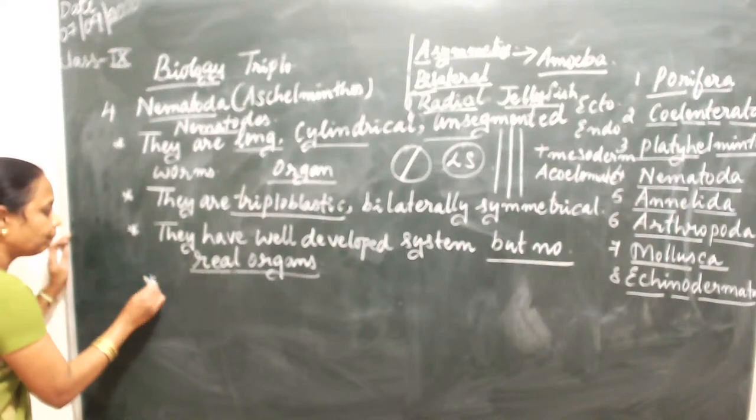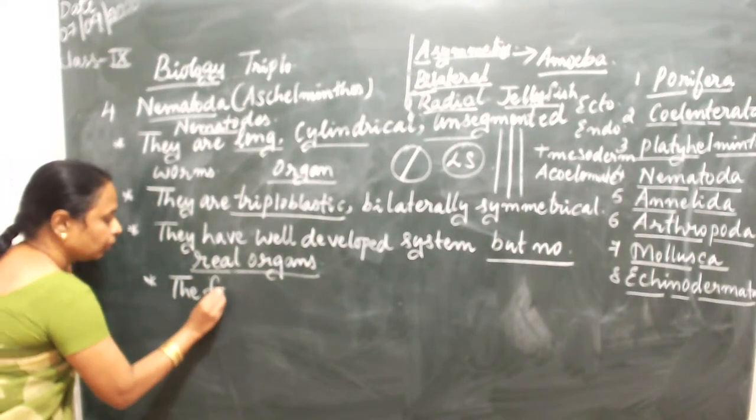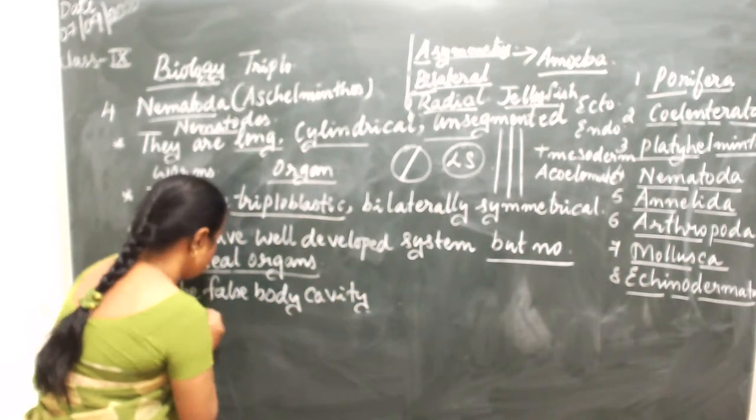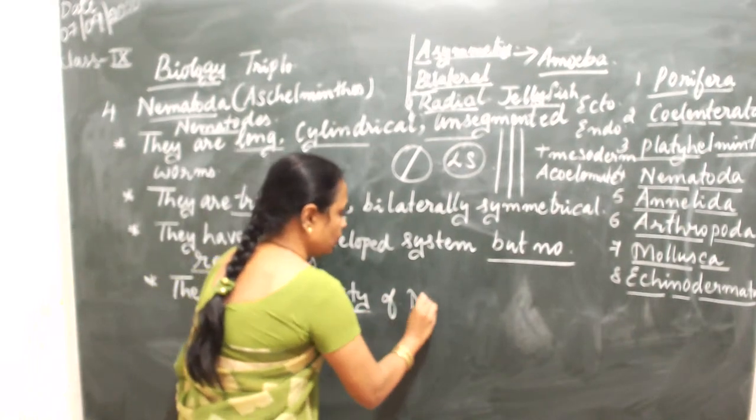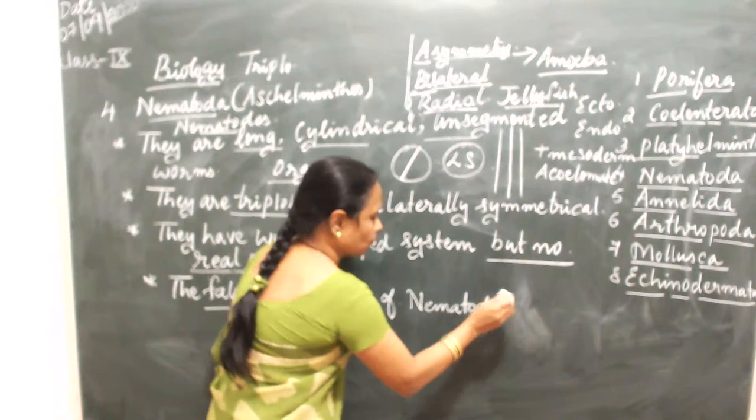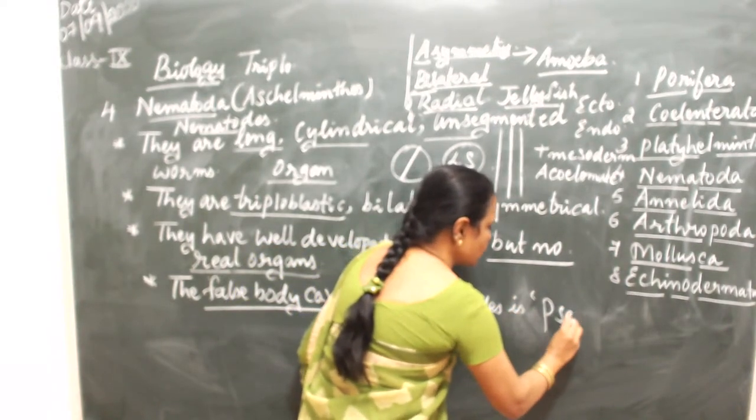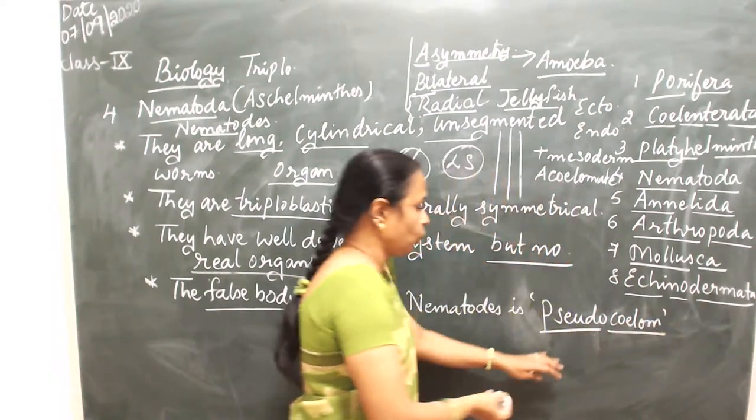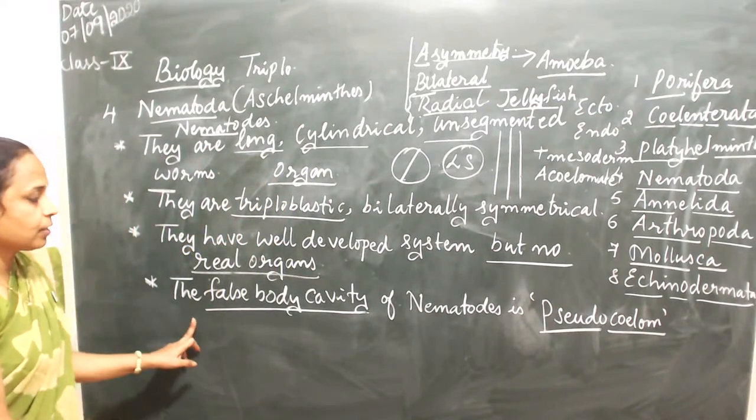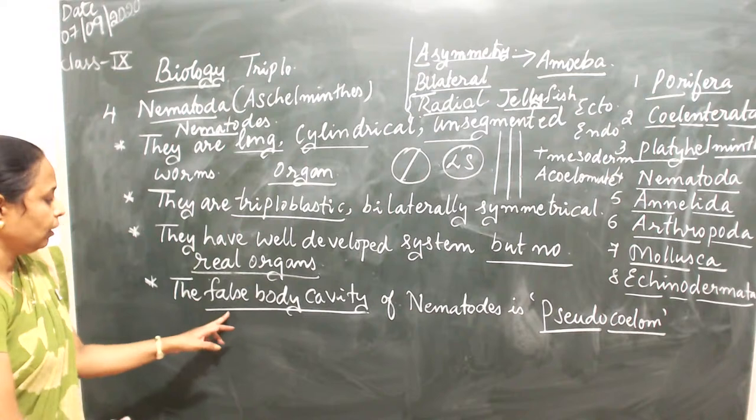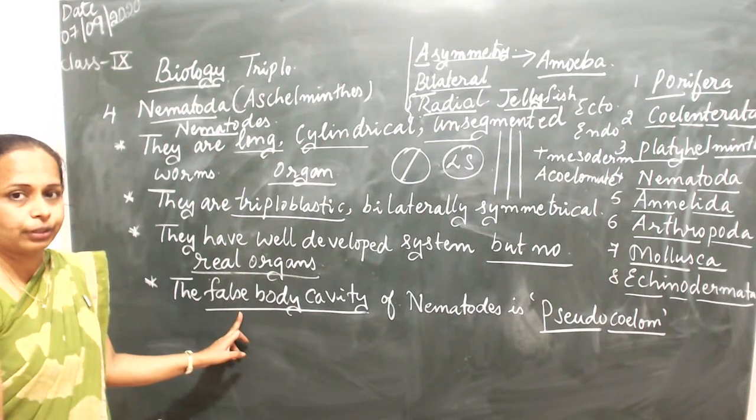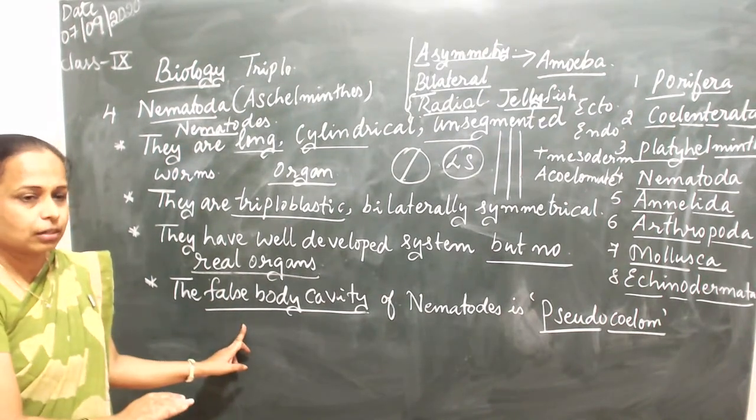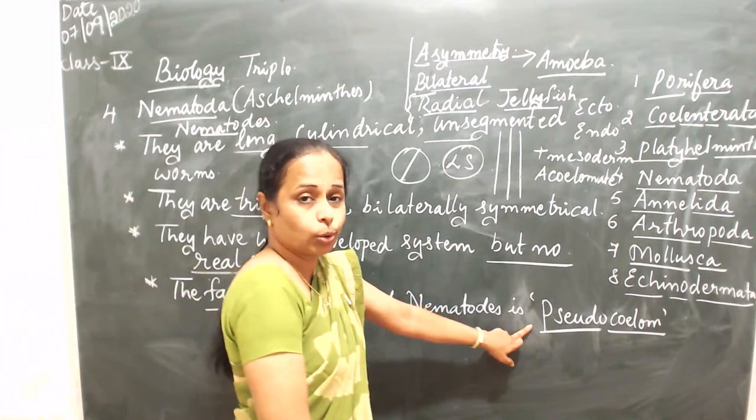So, their body cavity, the false body cavity of nematodes is pseudocoelom. Pseudo is false, coelom is body cavity. Listen here, children, nematodes don't have a true body cavity, they have a false coelom. So what is happening? They have a false body cavity. You feel that there is a body cavity, but it is not really existing. So such a type of body cavity is termed as pseudocoelom.